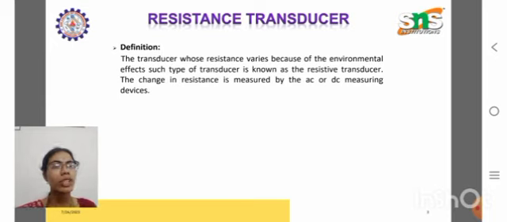The definition of a resistive transducer: the transducers whose resistance varies because of the environmental effect. Such a type of transducer is known as a resistive transducer. The change in resistance is measured by AC or DC measuring devices.